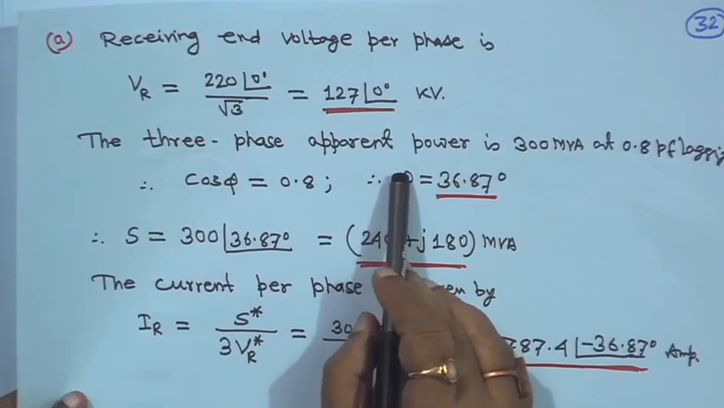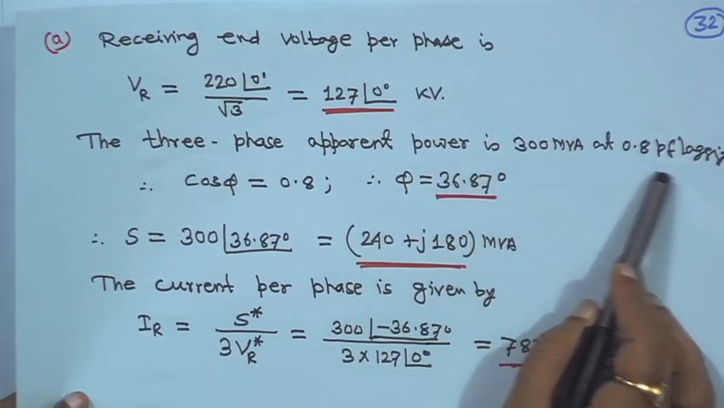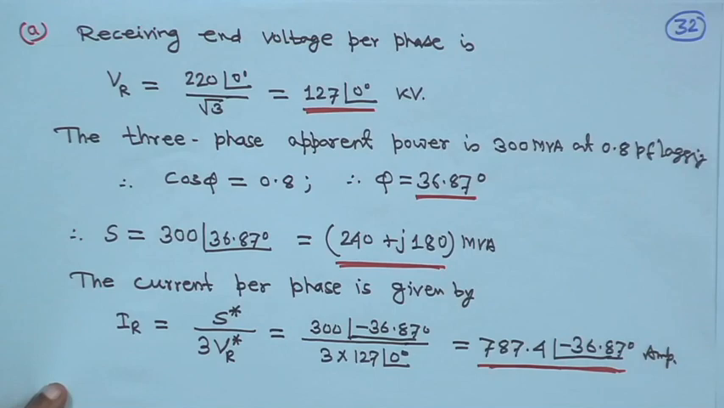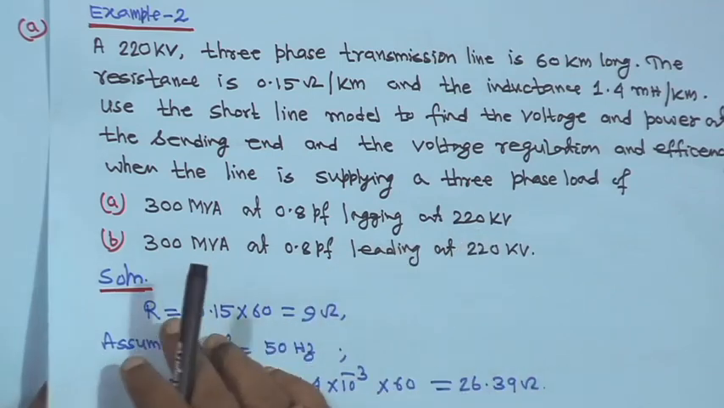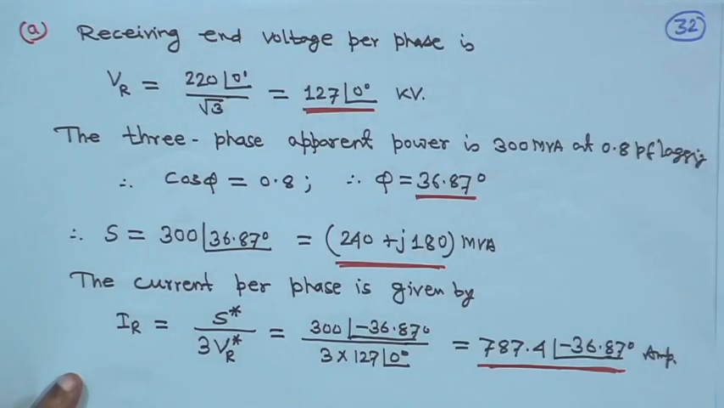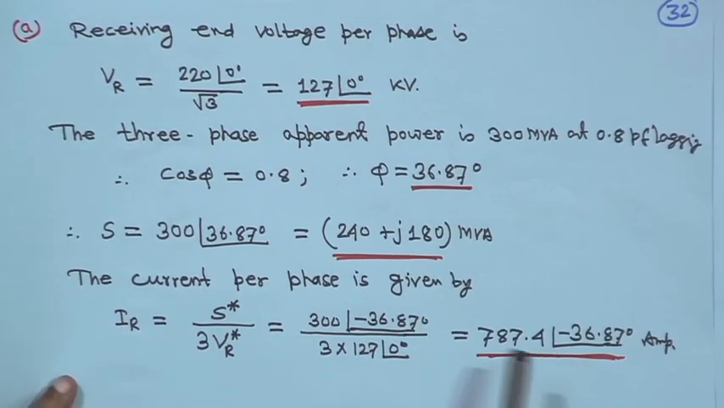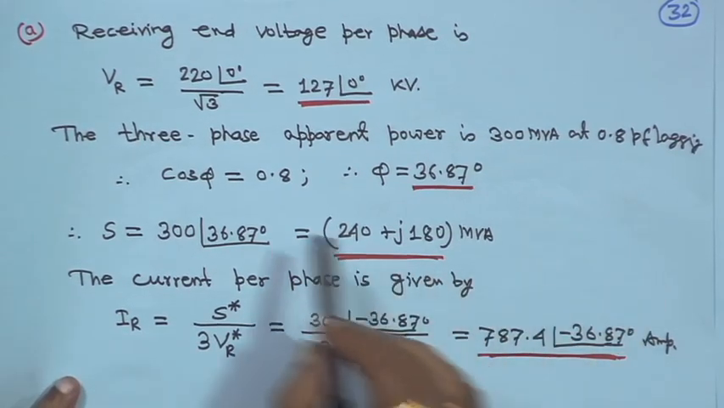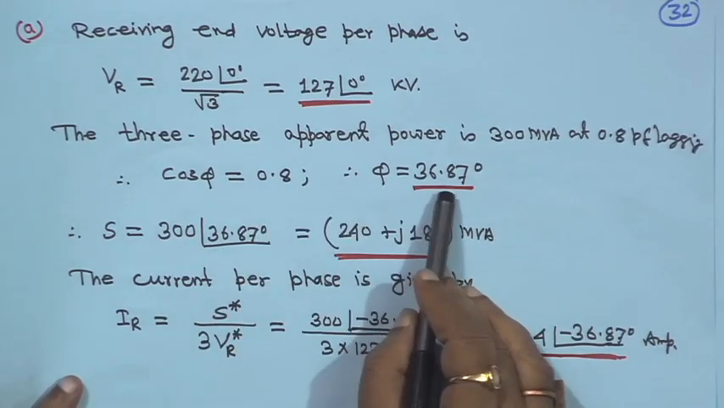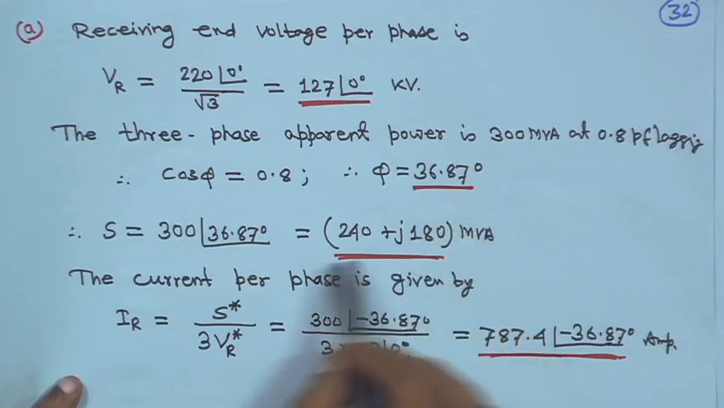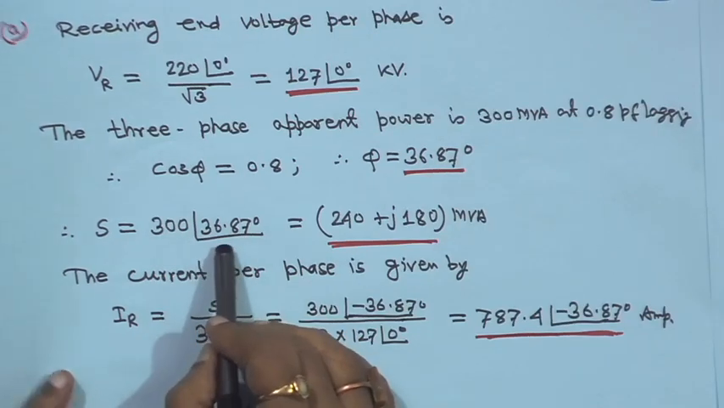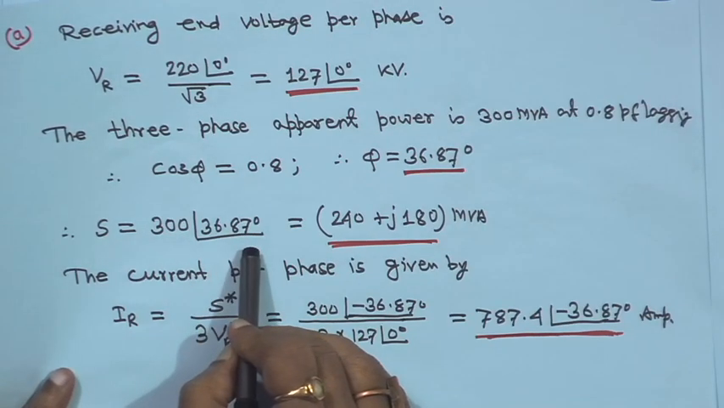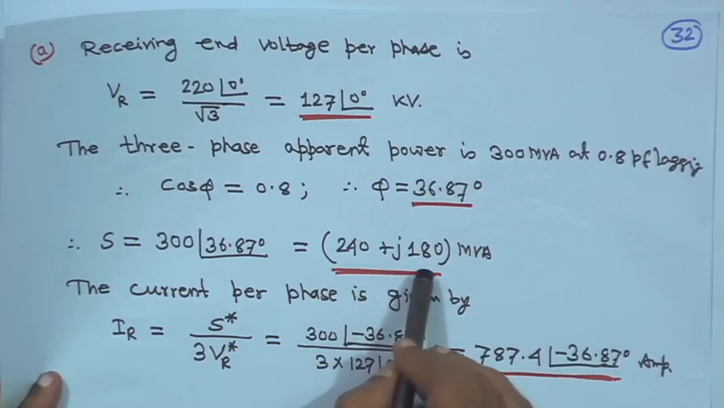The 3 phase apparent power is 300 MVA at 0.8 power factor lagging, at 220 kV, which means line to line voltage. The per phase power will come later. So, cos phi is 0.8, so phi is equal to 36.87 degree. Now, first you write S is equal to 300 angle 36.87 degree, that is P plus jQ, which is equal to 240 plus j180.